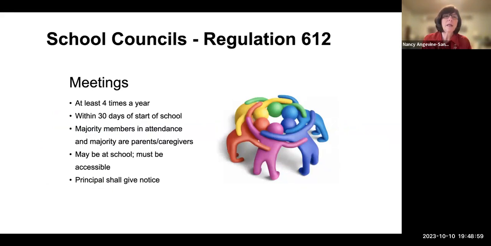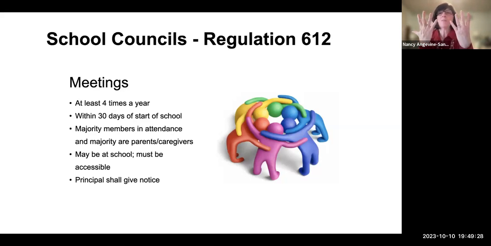The majority of members must be in attendance for there to be quorum, and the majority of those must be parents. So, for example, because this always gets people confused, you have a teacher rep, you have a non-teacher rep, you have a community rep, and let's say you have a student rep, and all 4 of them show up.